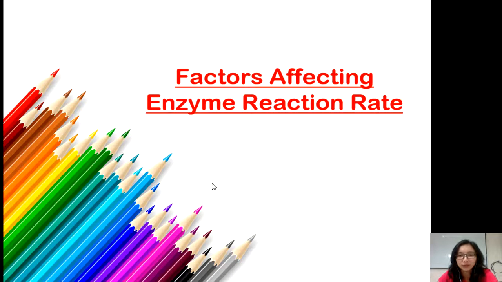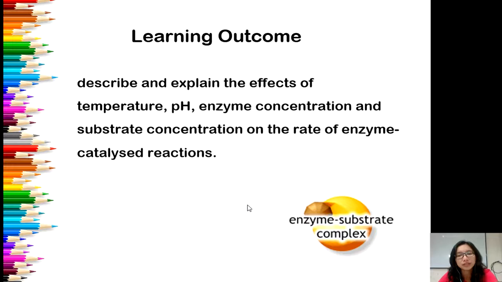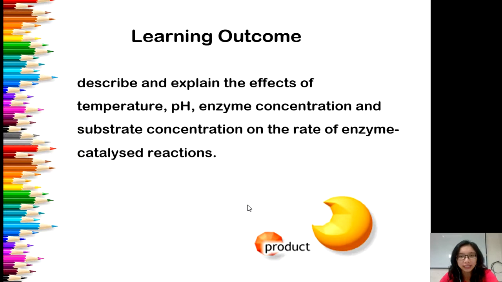So in the first subtopic, about the factors affecting enzyme reaction, we will learn how to describe and explain the effects of pH, temperature, enzyme concentration, and substrate concentration on the rate of enzyme reactions. Actually, you have studied some of this in your previous level, in GCSE for example, but we'll continue and learn a little bit more detail about this.